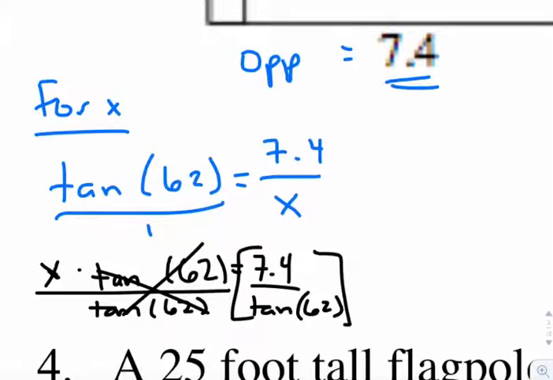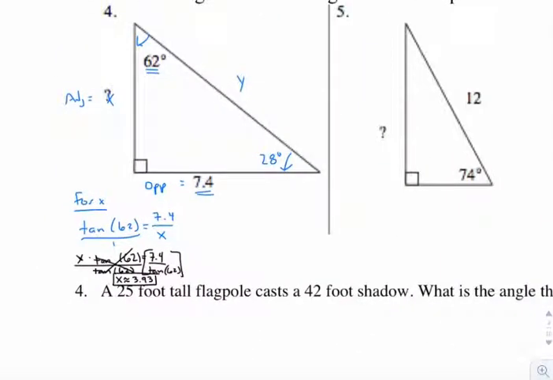Let me go to my old calculator. Okay, so 7.4 divided by the tangent of 62 gives me an x value of approximately, because I do have to round this one, 3.93. Okay, so I'm going to write that up here as well, 3.93.